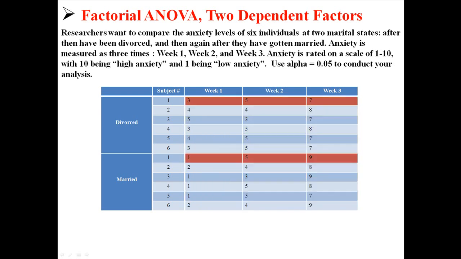Now it's kind of hard to display in a table two dependent factors like this, but realize that everything I have in red right now is the same person. We have subject 1 measured 1, 2, and 3 weeks after they got divorced, and we also have subject 1 measured 1, 2, and 3 times after they got married. So there are really only 6 people in this analysis. There are 6 individuals, even though we have 36 total scores.